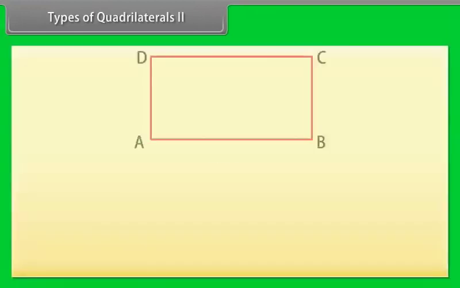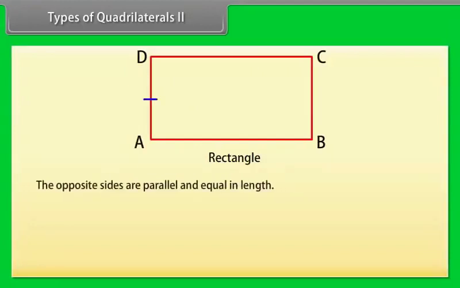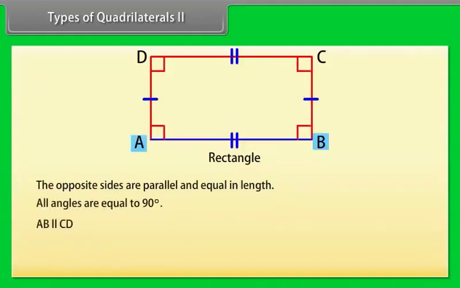Types of quadrilaterals. 2. Now come to rectangle. In a rectangle, the opposite sides are parallel and equal in length, and all angles are equal to 90 degrees. Here, AB is parallel to CD and AD is parallel to BC. And the angles A, B, C and D are of 90 degrees. So, ABCD is a rectangle.